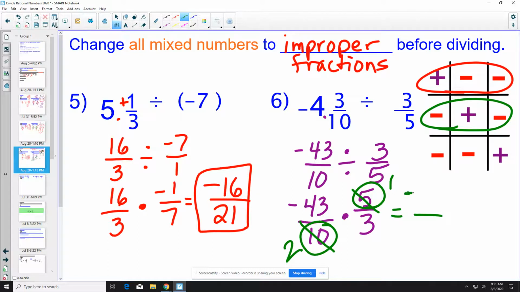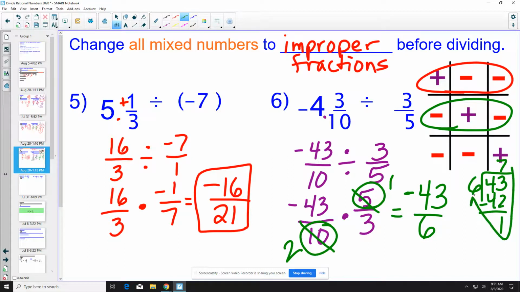So it's negative 43 times 1 is 43. 2 times 3 is 6. That's an improper fraction because 43 is bigger than 6. So we're going to divide to make it a mixed number. I'm going to take 43 and divide by 6. Let's see, 7 times 6 is 42. Subtracting, it's 1. If I go in a circle, that would be negative 7 and 1/6.